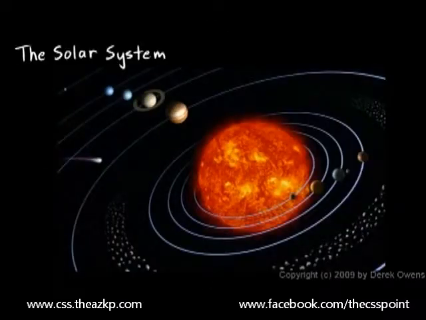Now we're going to talk about the solar system. And the key word here is solar. And the root there is S-O-L. S-O-L, sol, is the Latin name for the sun. So the solar system is the system of things around the sun. Specifically, it's all the celestial bodies that are bound to the sun by the sun's gravity.